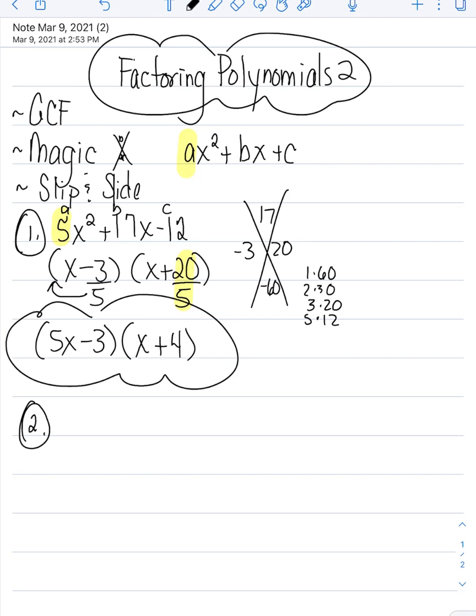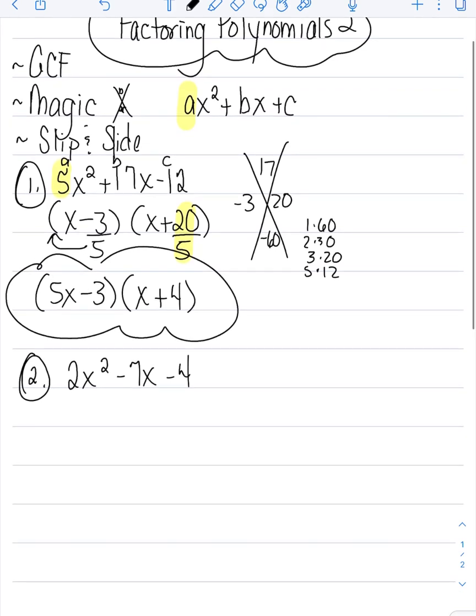Let's practice a couple more of these. So let's factor 2x squared minus 7x minus 4. I go through my steps. First, do I have a greatest common factor I can factor out? No, I don't. So now I go straight to magic X has your back. My B is negative 7. My A times C, 2 times negative 4, is negative 8.